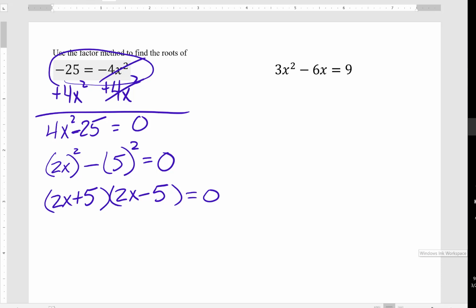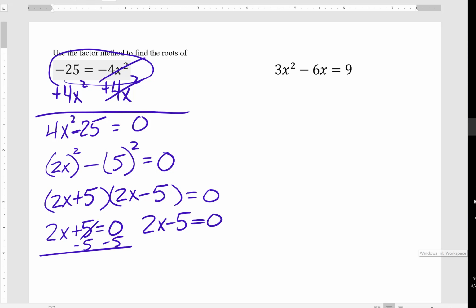And by the zero factor theorem, if you have the product of some things and it is 0, one of those things has to be 0. So here are the two factors. 2x plus 5 is a factor, and 2x minus 5 is a factor. They are multiplied together, so they are factors. So either 2x plus 5 is 0 or 2x minus 5 is 0. Solve for x in the first equation here. Subtract 5 on both sides. So 2x plus 0 is just 2x, and that equals negative 5. And so divide by 2 on both sides. That gives you x equals negative 5 halves.